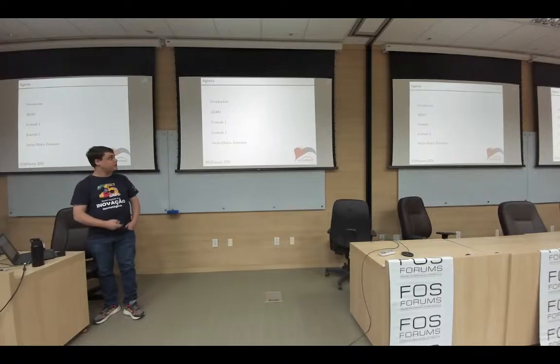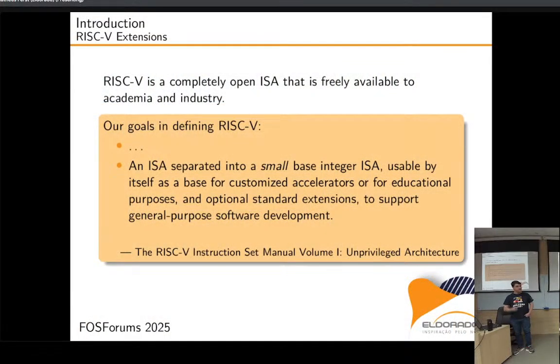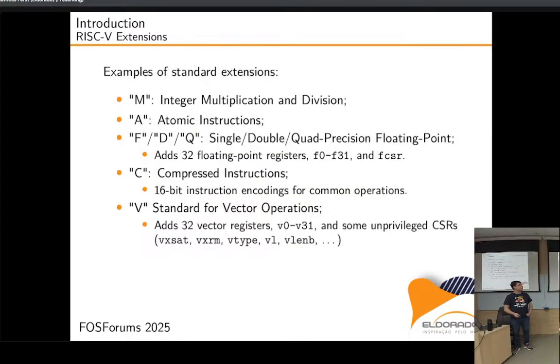Here's our agenda for today. So I believe that most of the audience is familiar with RISC-V, but here's a short introduction. RISC-V is a small base ISA with a bunch of extensions. It was built with the idea of extensibility. So, for instance, you have the multiplication instructions that is not part of the base ISA. You have the atomic instructions that is separate in another extension set. And you have the vector ISA that is also separate.